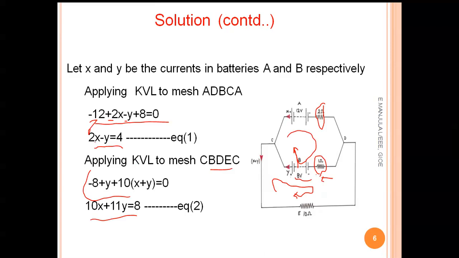So here, multiply this equation by 11. So 11, you will get 11. After multiplying, this will become 22x minus 11y is equal to 44.